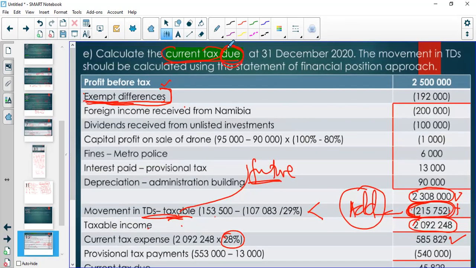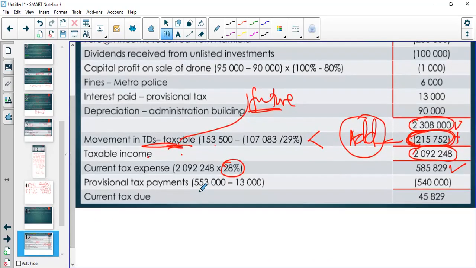All right. So due is different from the current tax. Or it could be calculate the current tax liability, or calculate the current tax due. That is the amount still unpaid, which has to be paid to SARS. So for the amount to pay to SARS, you have to subtract the provisional payments, which is 540. But remember that 13,000 was not a provisional payment. It was a penalty. So what still has to be paid is the difference between the current tax expense and the provisional payments made. So this is the amount.